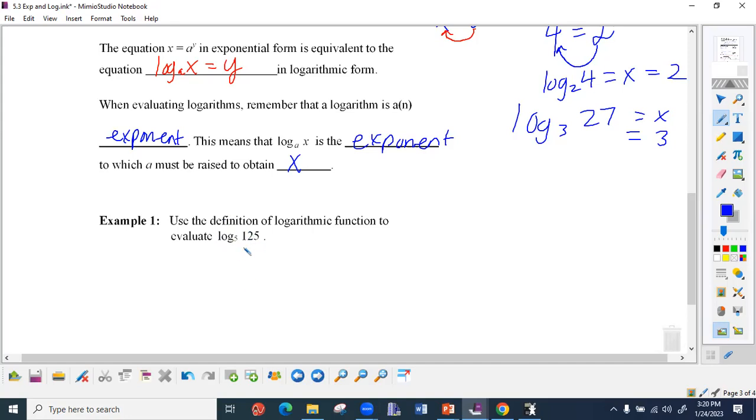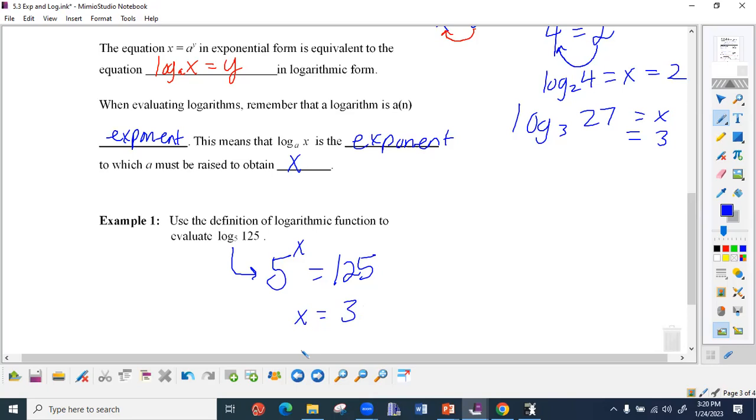Let's see. How do I turn this into an exponent? What is it asking me? 5 to what power equals 125? So to what power? 3. Remember, the log is asking you 5 to what power equals the argument, right? So in this case, 5 to what power equals 125.